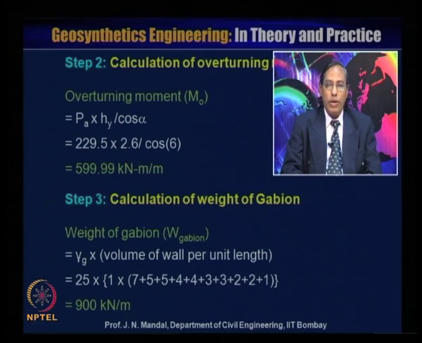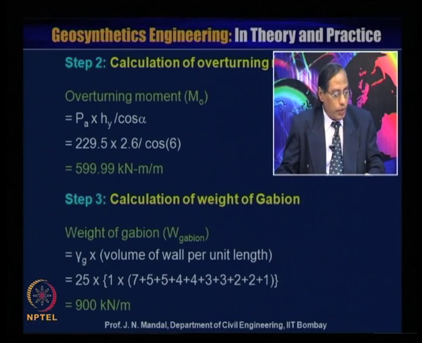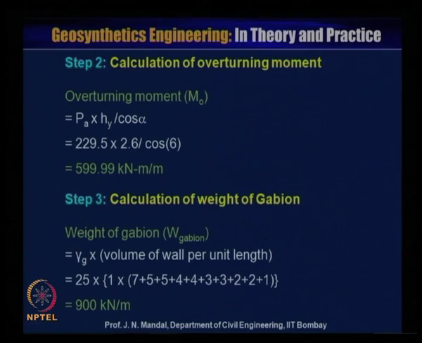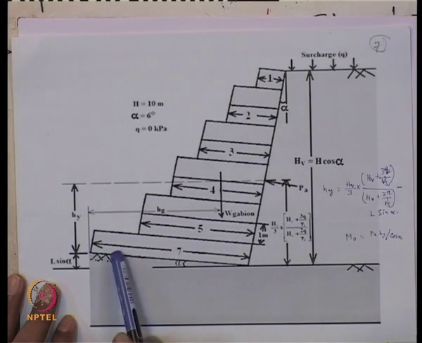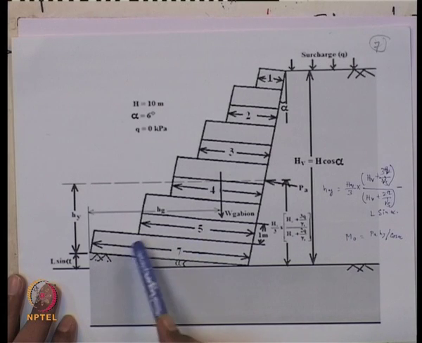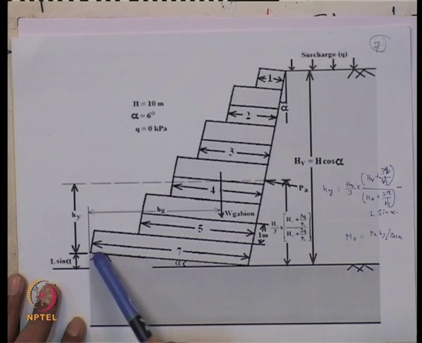Step 3, calculation of the weight of the gabion. So the weight of the gabion, that means gamma G into the volume of the wall per unit length. So you are considering unit length, and gamma G is given 25. For example, this you know, HY etc. So this base gamma G is 25, and the volume of the wall per unit width, let us say 1. So this is the 7.